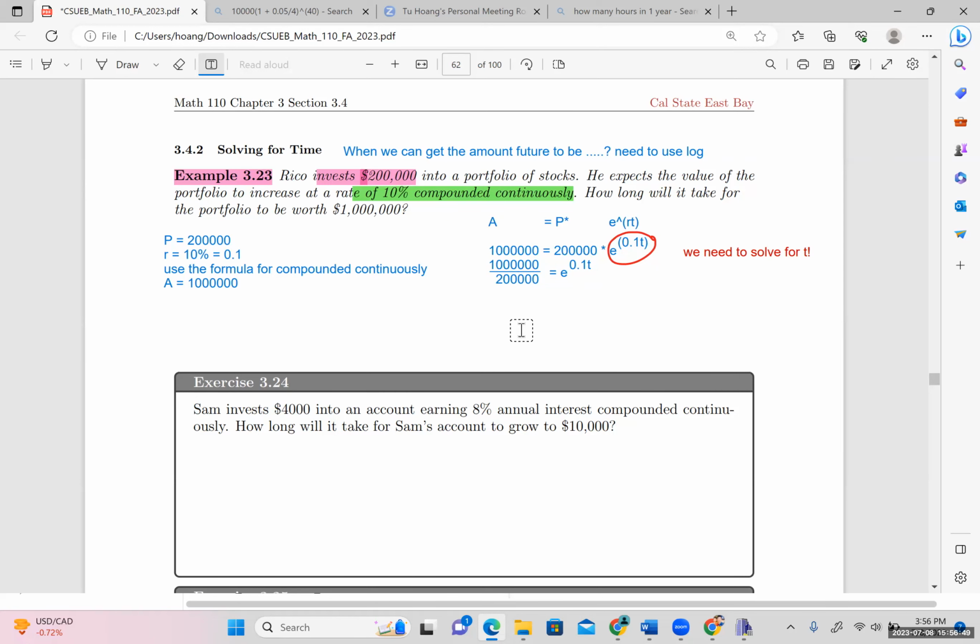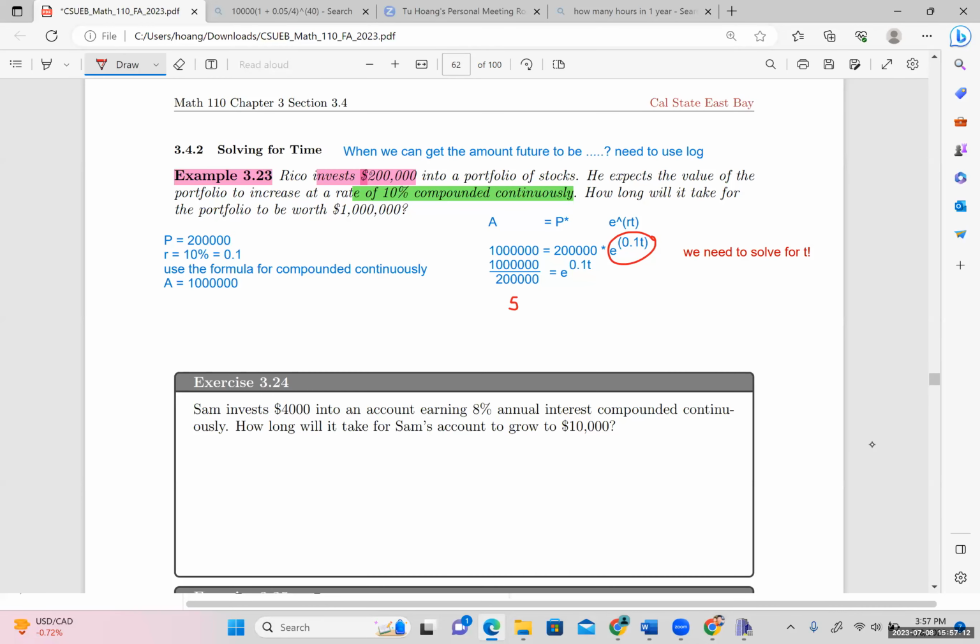So now you have, let me write it. Okay. So now you're gonna have what? 1 million divided by 200,000. You get 5 on the left. Okay, 5 on the left. And on the right, you get e raised to 0.1 t.